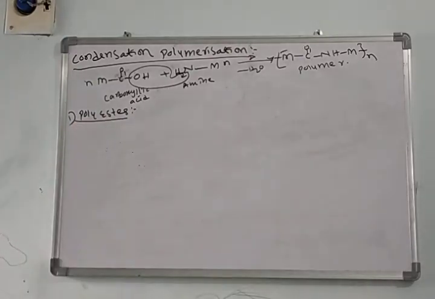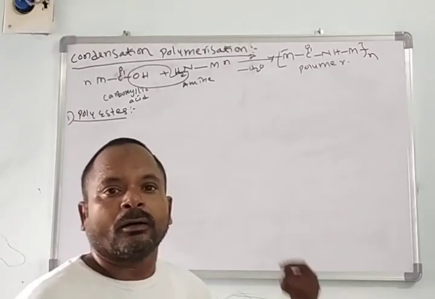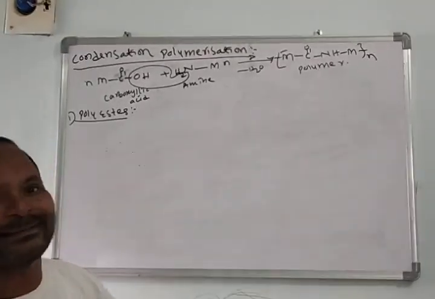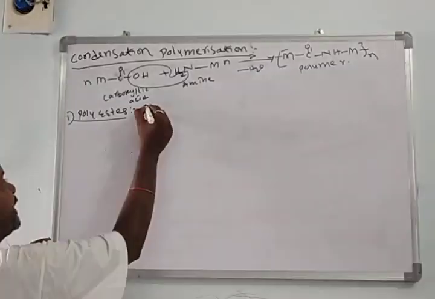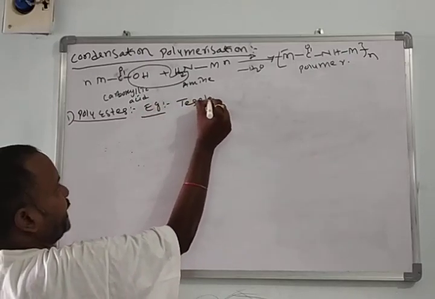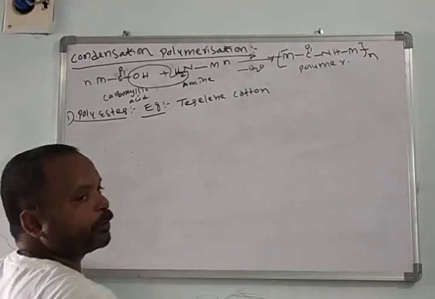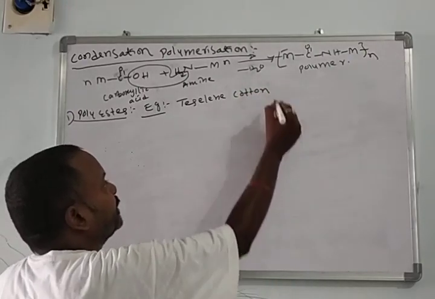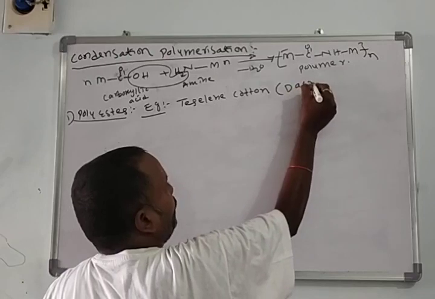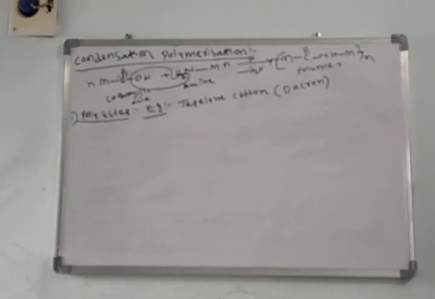Polyester. What is the polyester? The polymer which contains ester functional group is called polyester. Example for polyesters, terylene cotton. This is the best example for polyesters, terylene cotton. This is also called as Dacron.